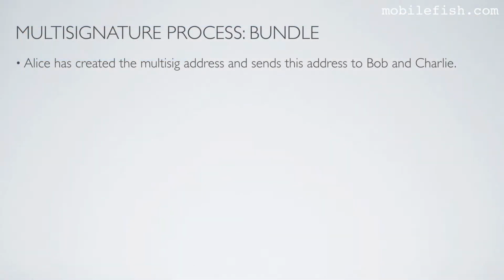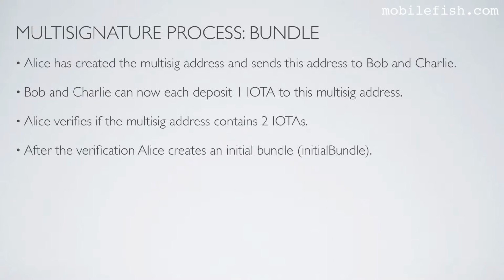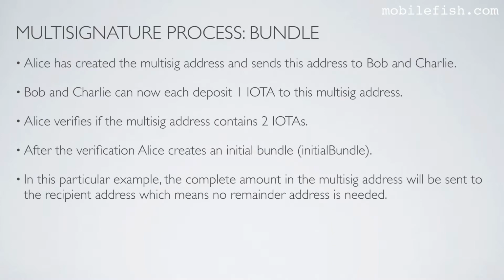Alice has created the multisig address and sends this address to Bob and Charlie. Bob and Charlie can now each deposit 1 IOTA to this multisig address. Alice verifies if the multisig address contains 2 IOTAs. After the verification, Alice creates an initial bundle. In this particular example, the complete amount in the multisig address will be sent to the recipient address, which means no remainder address is needed.